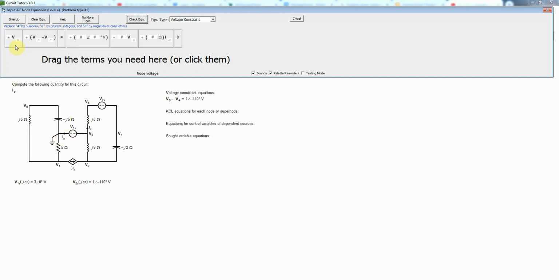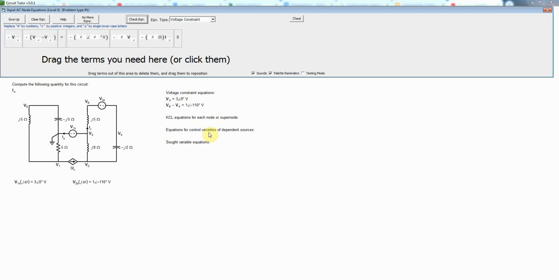Now, for V1S, I see that that constrains V3 relative to ground, the reference node that I've chosen. So that'll simply be 1 voltage equal to the value of that voltage source, and that voltage will be V3, which is on the positive side of V1S. Otherwise, I'd have to put a minus sign someplace for that. So I have V3 is equal to the value of V1S, which I see is just 3 angle 0 degrees. Again, that's, of course, the polar form of a complex number that we're entering there.